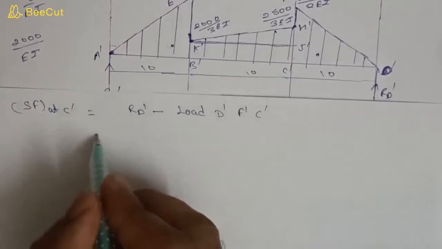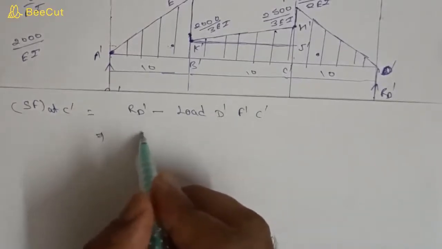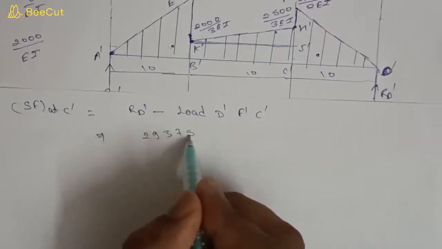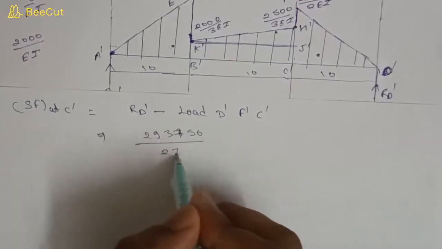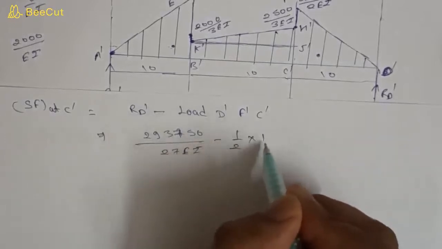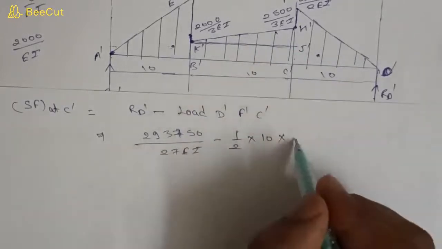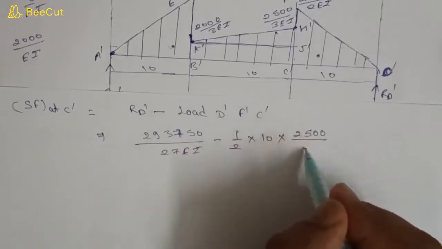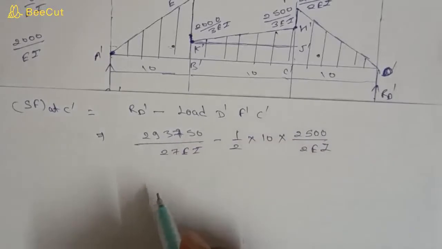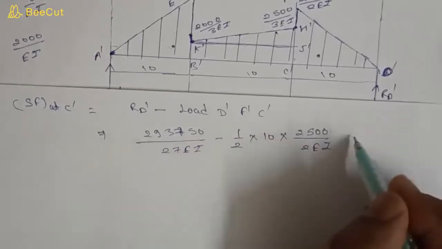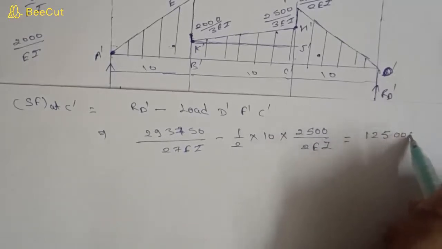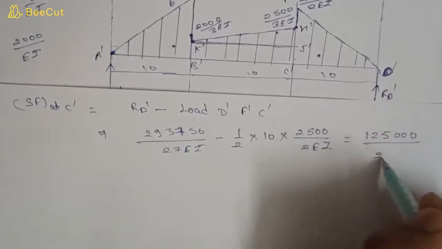Okay, so RD dash we already know. So RD dash is 293750 divided by 27 EI, and minus this load, which is half into base 10 into height 2500 upon 2 EI. Okay, so if you subtract this, then you will get 125,000 divided by 27 EI.